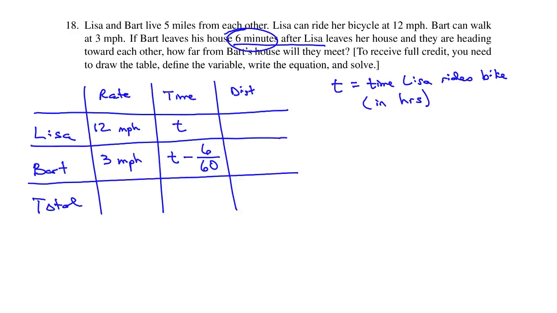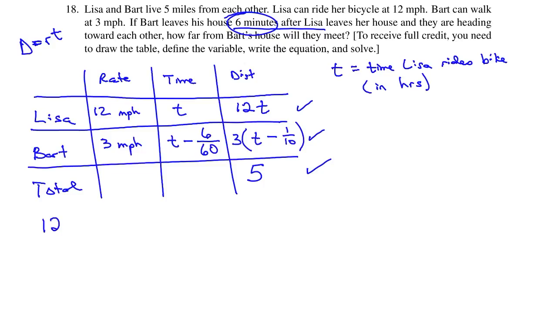Now I'll use the distance is equal to rate times time formula, and I just multiply across. So we have 12t, we have 3 times t minus, I'll reduce this to 1/10. And then we know that this total has to be 5 miles. And there we go. We're going to add the distance that Lisa rides with the distance that Bart walks, and that total is going to be 5 miles when they meet each other. So 12t plus 3 times t minus 1/10 is going to equal 5.